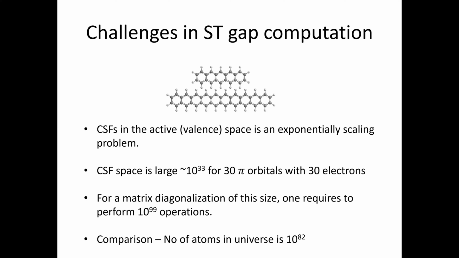But it so happens that if you have 30 pi orbitals with 30 electrons, which basically boils down to 30 carbon atoms, not such a big system, nowhere near an infinite system or anything like that, the CSF space, or the number of configurations that one needs to consider, is 10 to the power 33. That's already becoming a pretty large number. To put it into perspective, if we were doing a matrix diagonalization in a not very sophisticated way, with n cubed scaling, that would be 10 to the power 99 operations. And the number of atoms in the universe is 10 to the power 82. So this is a supercomputer nobody can afford, no matter who.